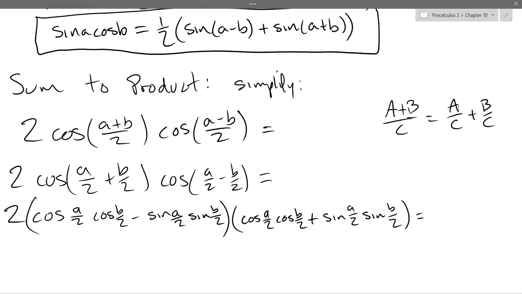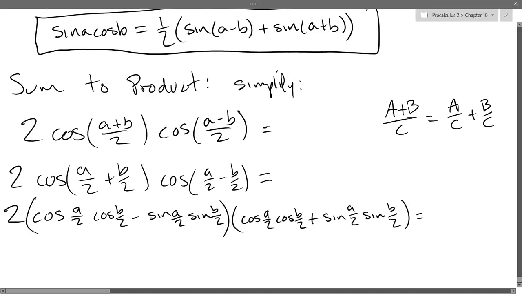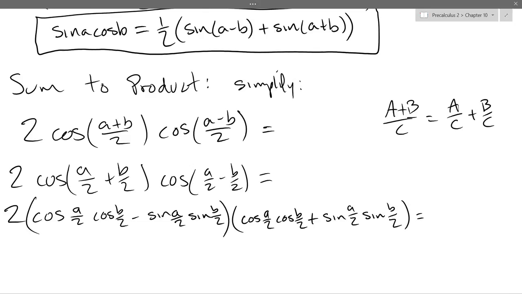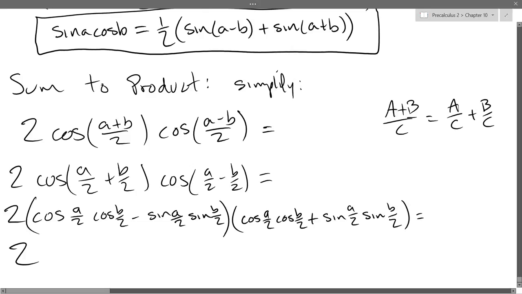You've got cos A over 2, cos B over 2, and then look at the first terms, cos A over 2, cos B over 2. Second term, sine A over 2, sine B over 2, sine A over 2, sine B over 2. They are conjugates. So foiling is actually easy. Easy-ish, because our outside-inside terms are going to destroy each other. So it's just first squared minus second squared. So we get 2 times our first one squared.